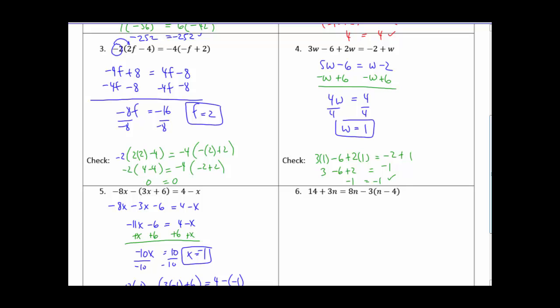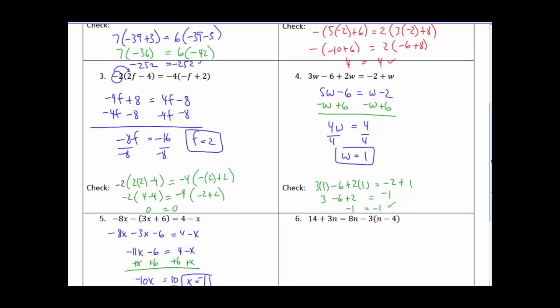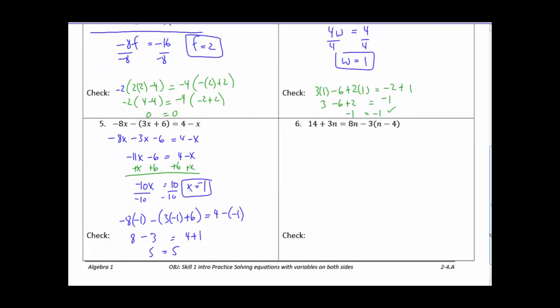Welcome back. Notice number 3. You should have gotten f equals 2. And when we plug it back in, we get 0 is equal to 0. For number 4, we get w is equal to 1. When we plug 1 back in for all the w's, you should get negative 1 is equal to negative 1, which checks out. And for 5, you should get negative 1. And if we plug back in the negative 1, you should get 5 equal to 5.